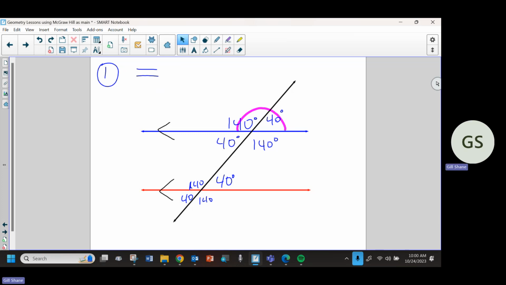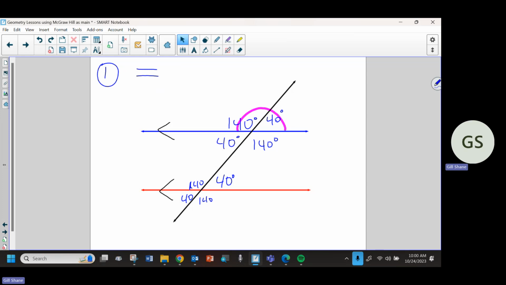Again, the key is that they're parallel. That's what has to happen. If they don't tell you they're parallel, you can't assume that all of this happens. Got to be two parallel lines that then get cut by a transversal.